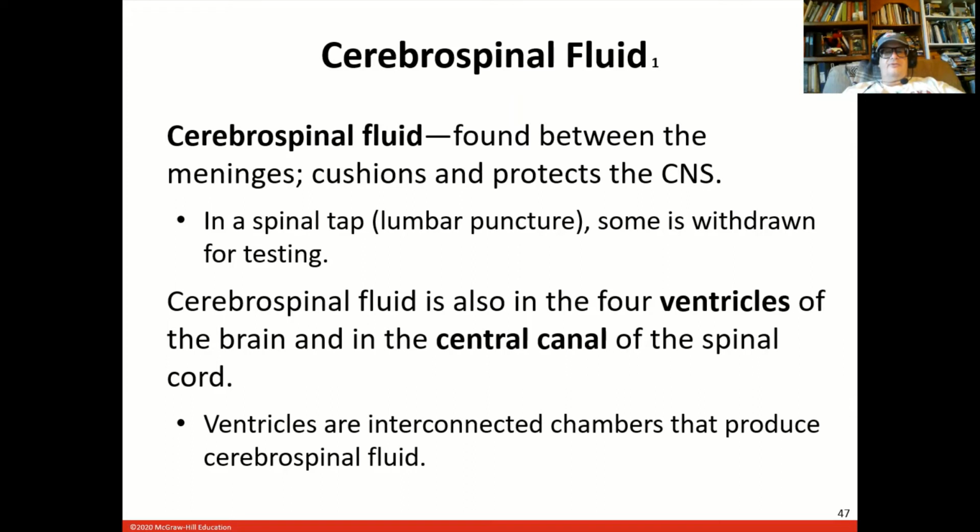The cerebrospinal fluid is in the 4 ventricles of the brain. You got the 2 lateral. You got one in the middle they call the 3rd ventricle. And then you have one in the cerebellum, a little triangle shaped one they call the 4th ventricle. Those ventricles are all connected by little canals, and that's what makes the cerebrospinal fluid. After the 4th ventricle, it continues all the way down the spinal cord as a central canal.